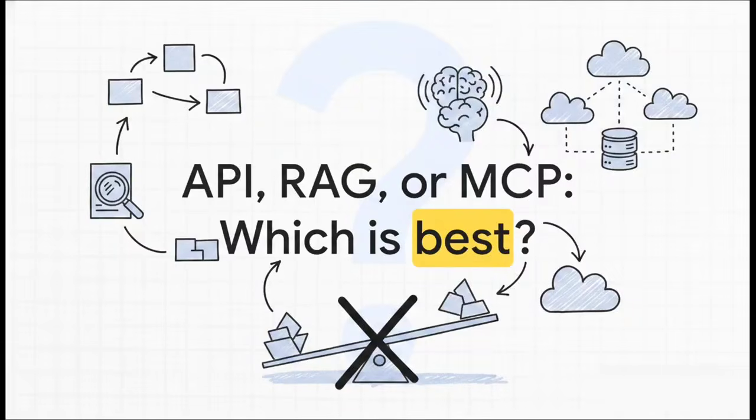Now, if you're gearing up for an AI, Python, or cloud engineering interview right now, you might actually hear a very specific question. API, RAG, or MCP, which is best? It sounds like a great debate, doesn't it? But I'm going to let you in on a little secret. It's a trick question. They aren't competing technologies at all. Treating them as rivals is completely missing the point of how modern applications are actually built.